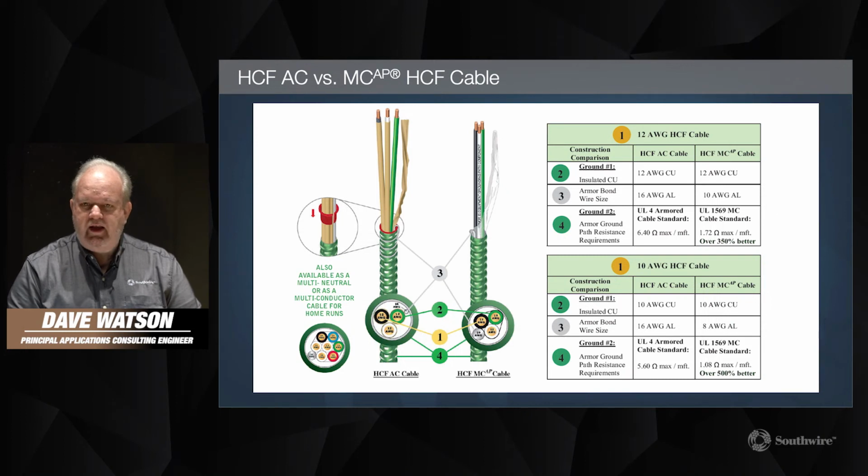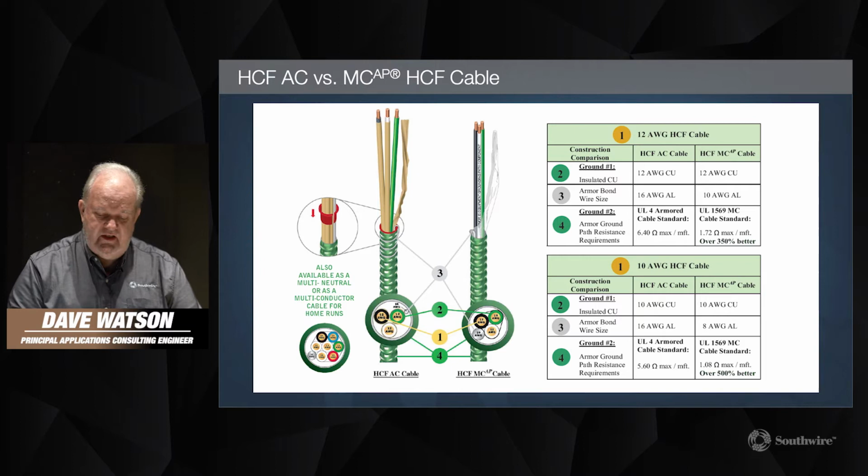In this slide, we're taking a look at the construction differences between HCF AC versus MC-AP HCF cable. On the left, you can see the AC version of this product. You'll notice that each of the conductors is surrounded by paper, and then you are required to use the red anti-short bushing in between the armor and the conductors. With this construction, there is a 16 gauge bond wire that must be routed back over the armor, wrapped around it several times before the fitting is applied to it. And we'll show this in more detail in the video in a moment.